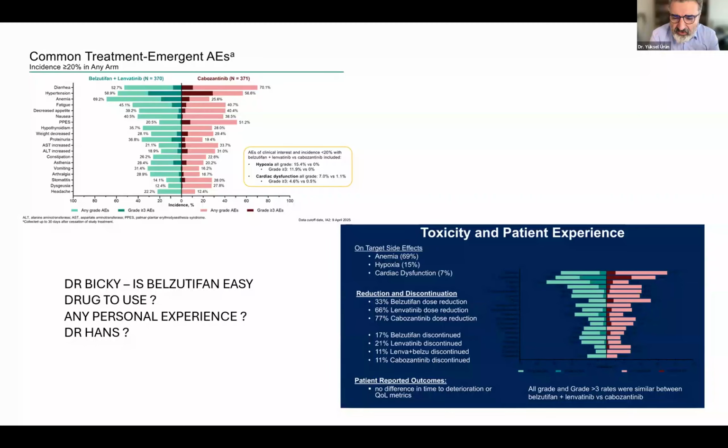But what can I do during my clinical practice? There is an effective dose of lenvatinib up to 14 milligrams, so dose reduction is possible. And the good thing is, even with a 66% dose reduction for lenvatinib and a 33% dose reduction for belzutifan, there is still benefit in PFS. It doesn't necessarily mean a loss of benefit, because with most TKIs, we always try to keep the patient under treatment with a good quality of life.